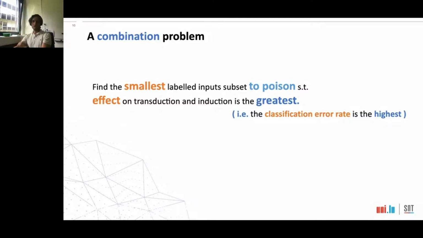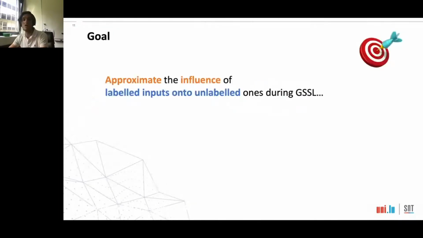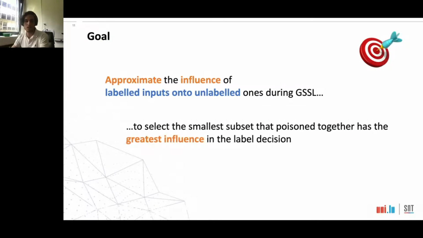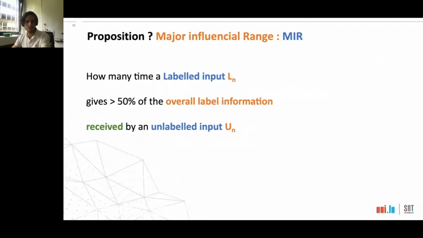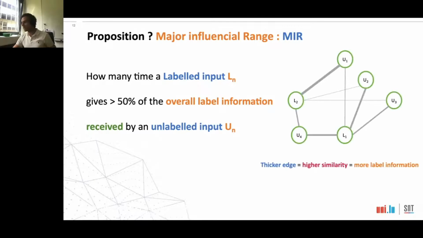Then, digging a bit deeper, the goal is actually to approximate the influence of the labeled inputs onto the unlabeled ones during graph SSL, to the end of selecting the smallest subset that, poisoned together, has the greatest influence on the label decision. Our solution is called Major Influential Range, or MIR. That is how many times a labeled input L gives more than 50% of the overall label information received by an unlabeled input U. For example, here with a quick toy example, labeled input L1 has an MIR of 3, and labeled input L2 has an MIR value of 1.